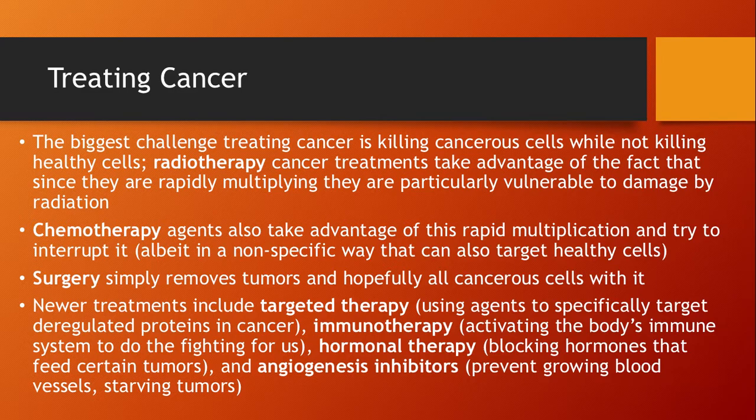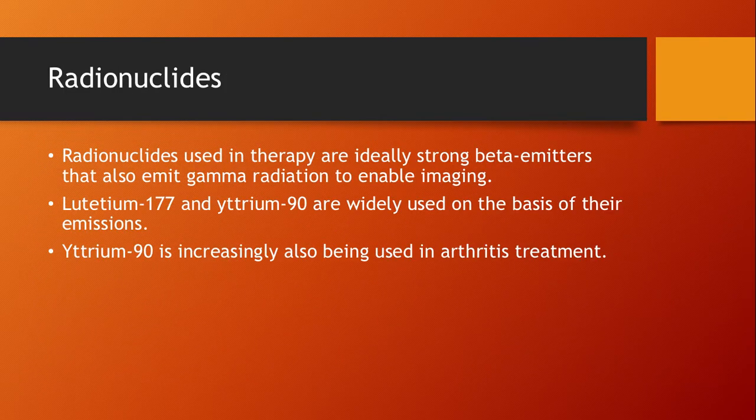Okay? So many different methods have been used to treat cancer, and there are many other methods that are being investigated and experimented with today. Radionuclides used in therapy are ideally strong beta emitters that also emit gamma radiation to enable imaging. Lutetium-177 and yttrium-90 are widely used on the basis of their emissions. Yttrium-90 is also increasingly being used in arthritis treatment.